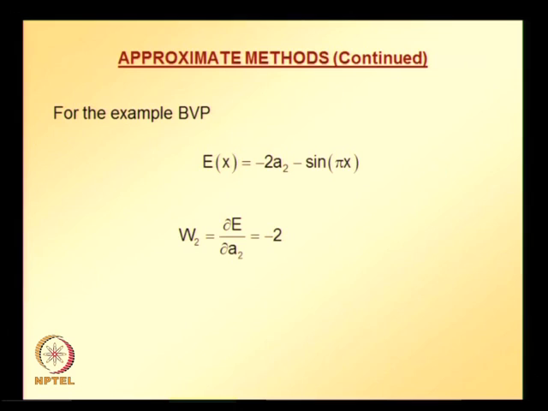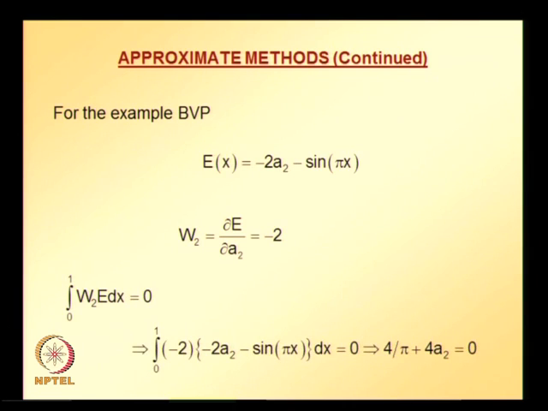So applying this to the boundary value problem that we are looking at, the residual is given by this. So the weight function is the partial derivative of this residual with respect to the unknown coefficient A2. It gives us -2. So once we have this weight function W2, we can multiply it with the residual and integrate over the problem domain between 0 and 1, equated to 0. Here the residual is a function of A2, so we are going to get only one equation in terms of A2, and we can solve this equation and find A2.